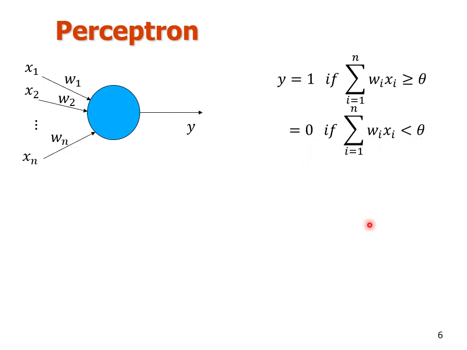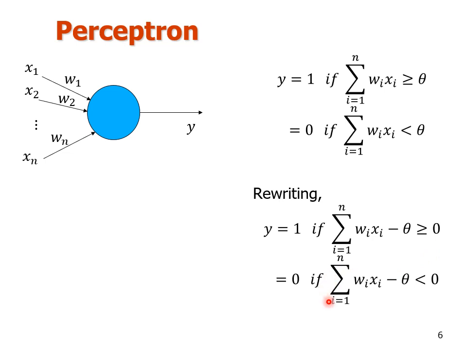Let us rewrite these expressions such that we can compare the expression with 0 instead of theta. So how are we rewriting? y equal to 1 if summation over i equal to 1 to n of wi xi minus theta is greater than or equal to 0, and y equal to 0 if summation over i equal to 1 to n of wi xi minus theta is less than 0. I hope you agree with this new form of expression.